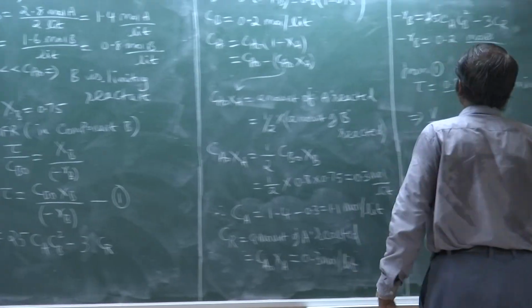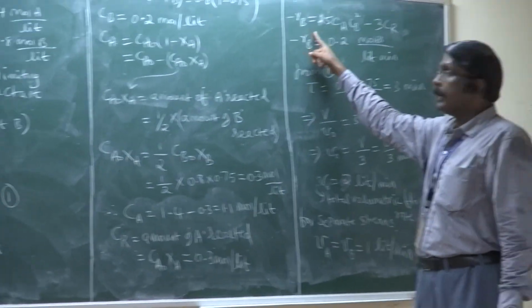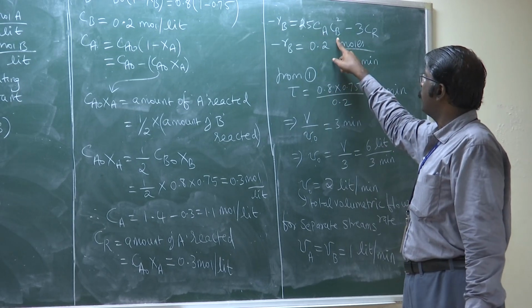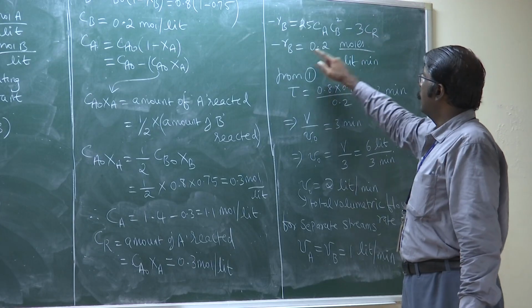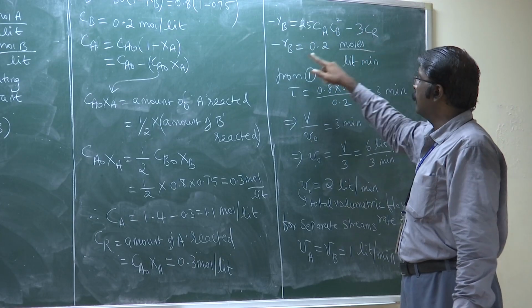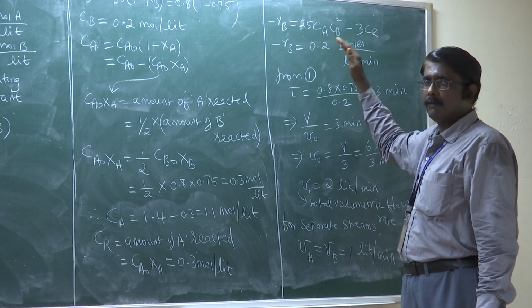Substituting all the concentration values in that rate equation, minus RB is equal to 25, CA value we know, CB value already we know, CR value just now we got. Substituting all the values here and simplifying it further, we get minus RB as 0.2. That is the reaction rate value.